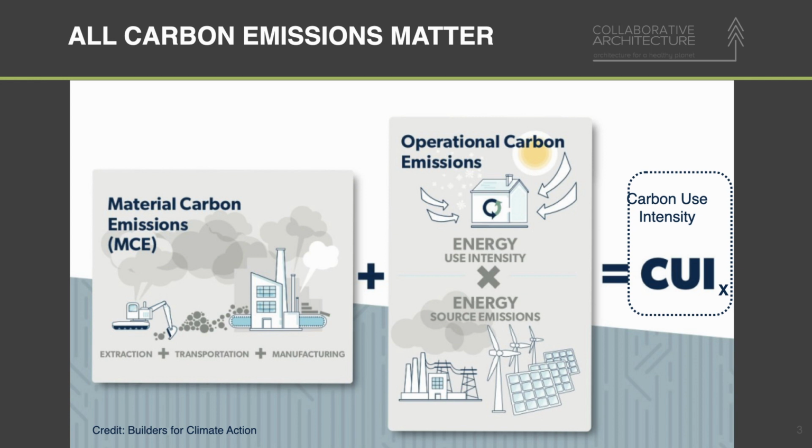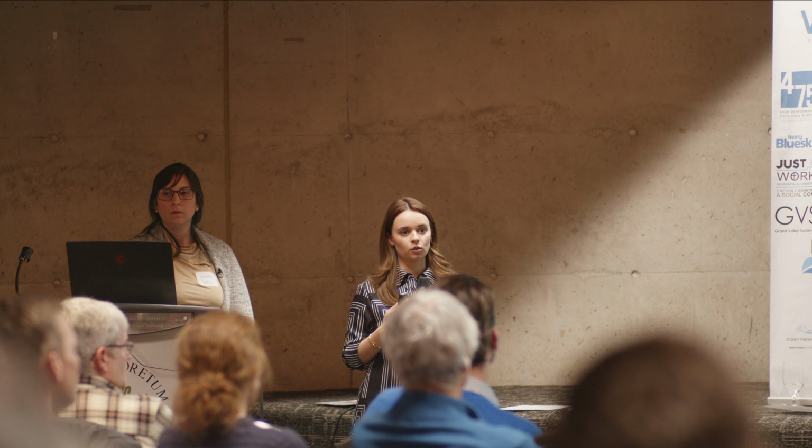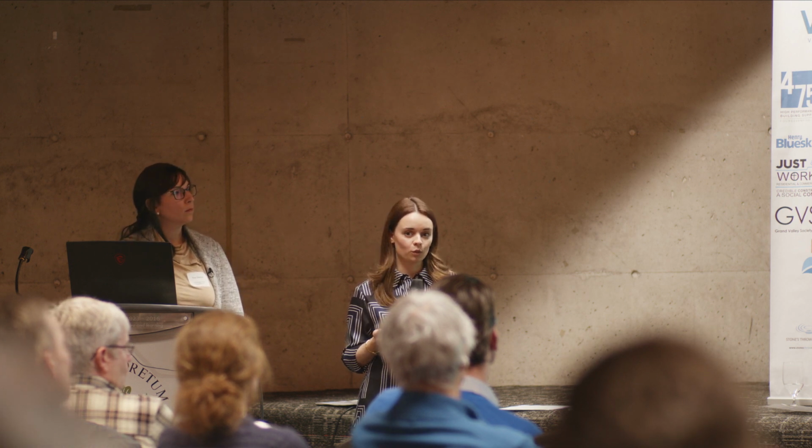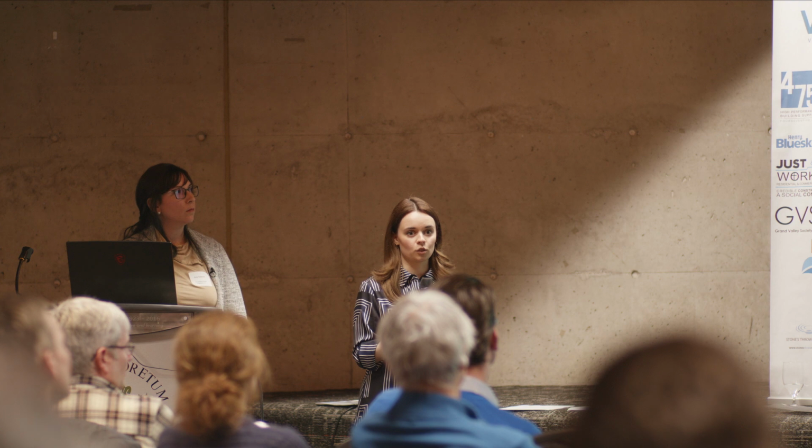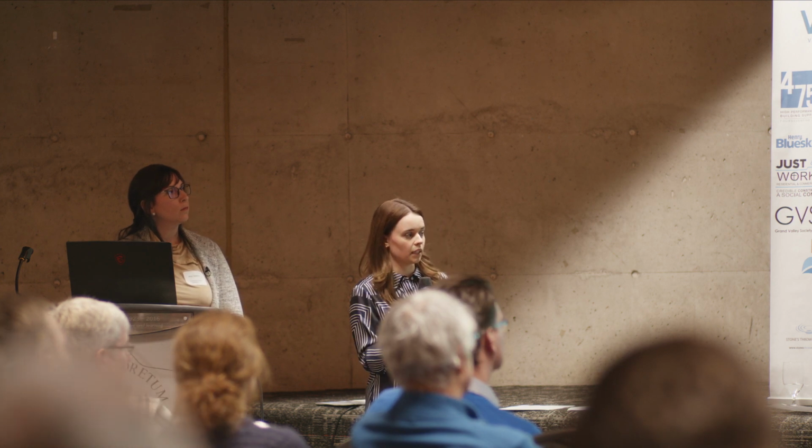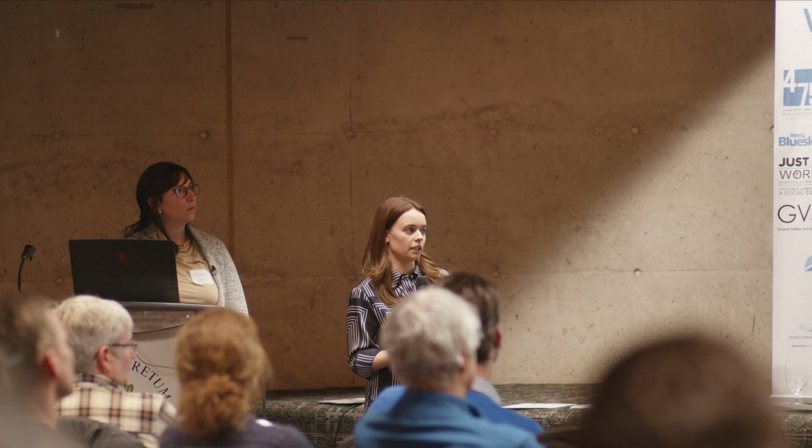So when we add those two things together, we get something called the CUI, which is carbon use intensity. Because we have operational carbon adding on every single year, we need to look at it over a period of time, which is what you see that little X there for, meaning we have to define that range. And this nice graphic is provided by Builders for Climate Action, and they have been using CUI 30 in most of their reports. That also very much aligns with our 2050 goals. So for the purpose of this presentation we decided to go with a CUI 30. So we're looking at every building in this presentation over a span of 30 years.